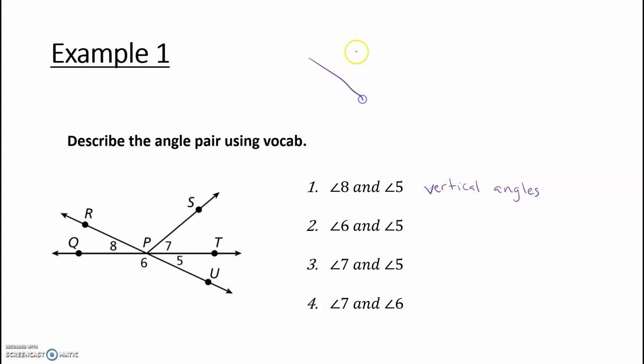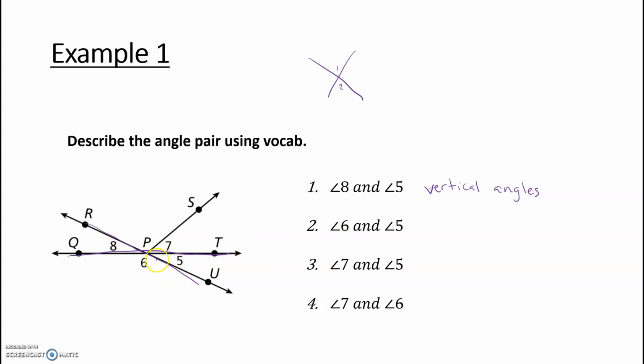All right, remember vertical angles, you're looking at this picture. All right, 1 and 2 would be vertical. So in this case, there's your X. Let's see if I can highlight it for you. All right, 8 and 5 are vertical angles.